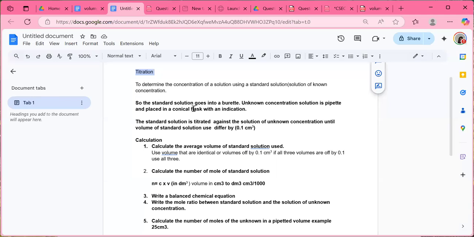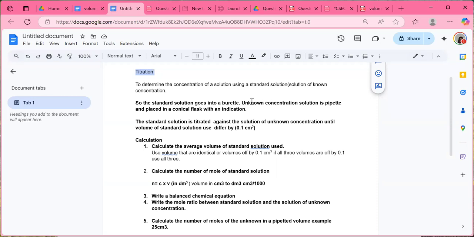All right. So the standard solution goes in the burette, and the solution of unknown concentration goes into the pipette, and we're going to use an indicator. The indicator is going to tell us when the whole neutralization process takes place. So we will have a color change of the indicator. Remember, the standard solution goes into the burette. I pipette the solution of unknown concentration. I add some indicator there, right?